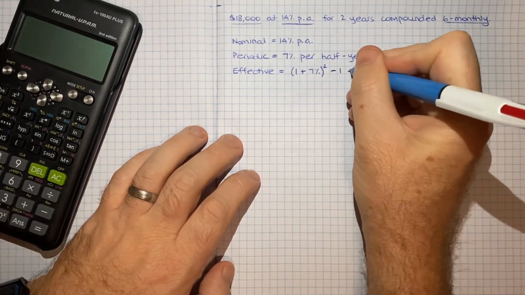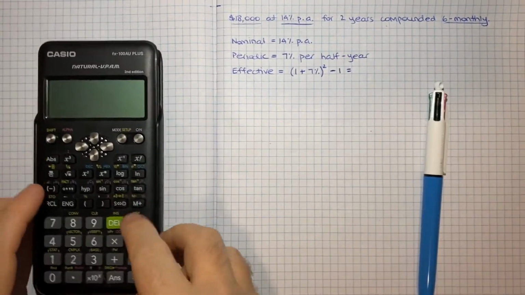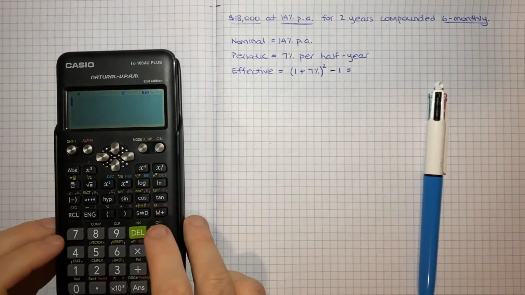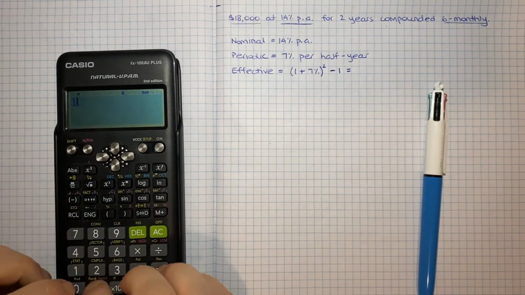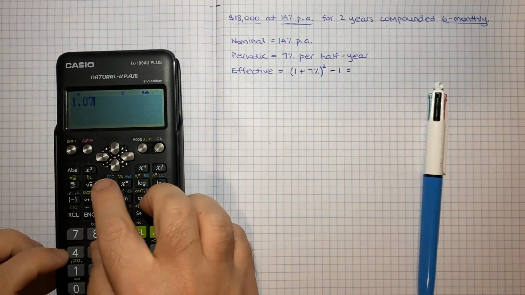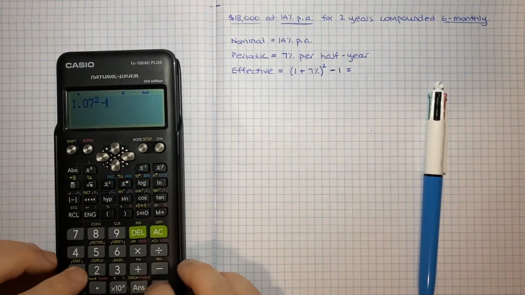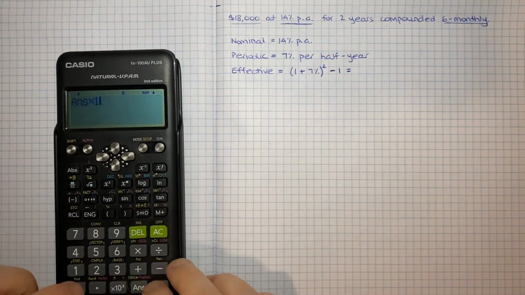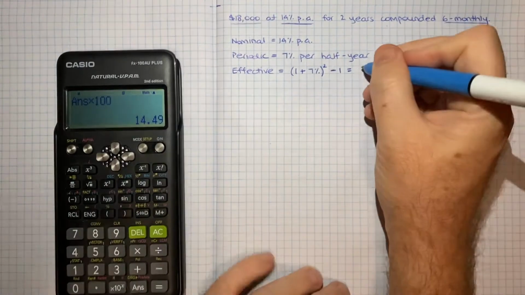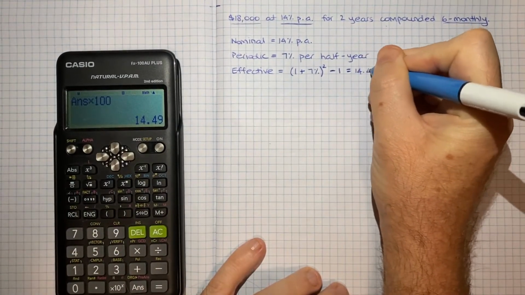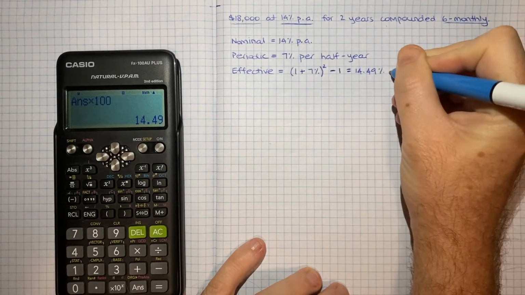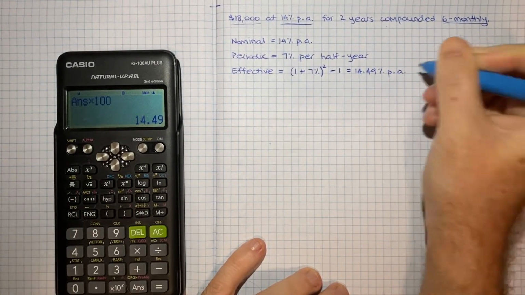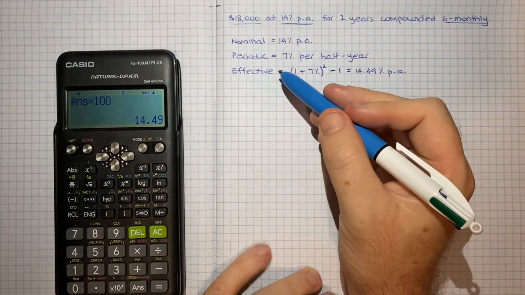So if I just plug that into my calculator, we'll get 1.07 squared minus 1. And that's 0.1449. I'll just multiply that by 100. So that's 14.49% per annum. And that's effective.